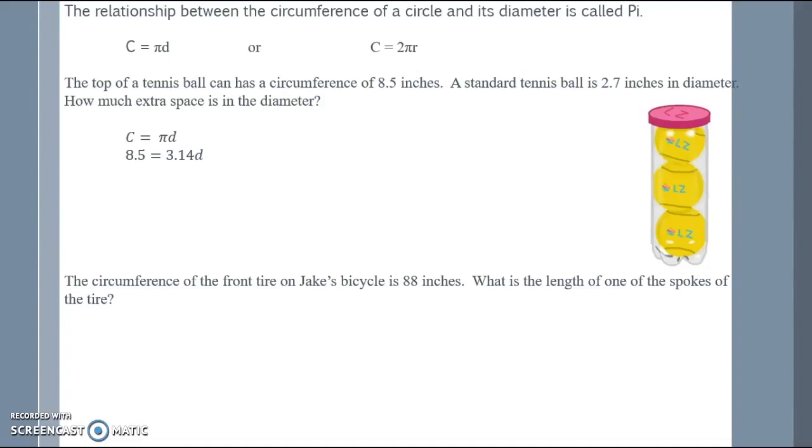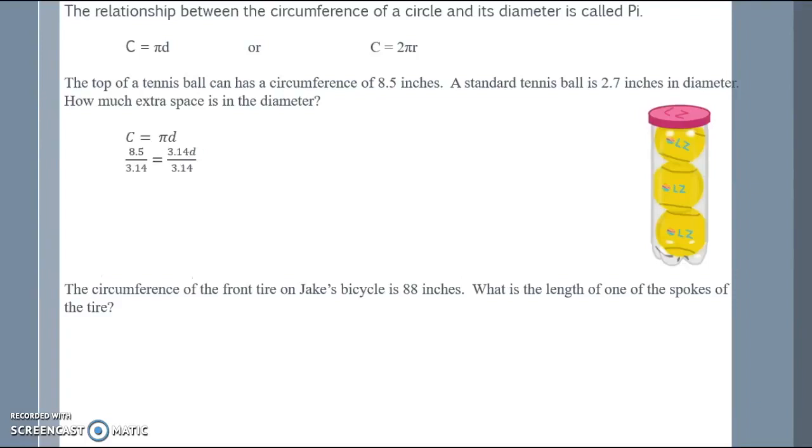Knowing that the circumference is 8.5 inches, I can then find the diameter of my can by dividing by 3.14 to obtain the diameter by itself. By doing this, I see that the diameter of the tennis ball can is 2.706. So then I can take the diameter of the tennis ball can and subtract the diameter of the tennis ball, giving me just a very teeny tiny 0.006, or 6/1000 of an inch extra space, which isn't a whole lot.